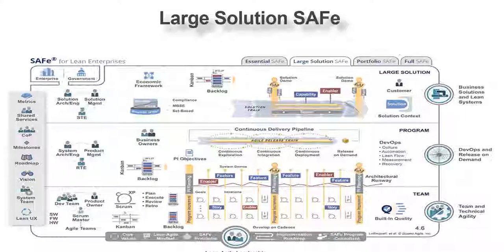Then we have the large solution SAFe. Large solution SAFe comes into picture when we have more than one team. Say if you have 500 members in a project, they cannot be put on a single team. One SAFe team can be only of 125 members, so you would have to form three teams in that scenario. When you have such a scenario, when you have more than one train, is when the large solution comes into picture, and all of these trains get driven by a value stream.